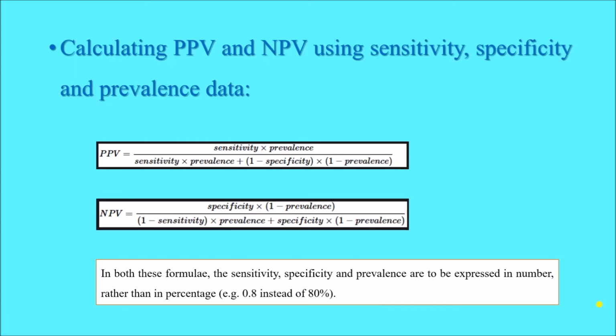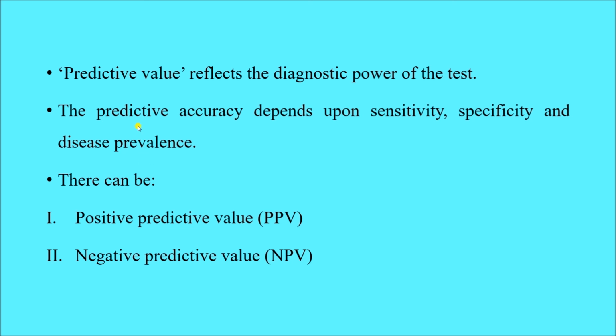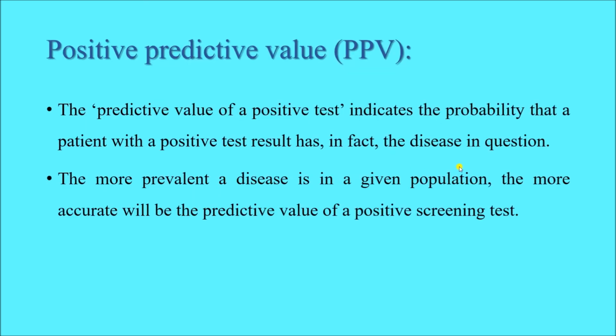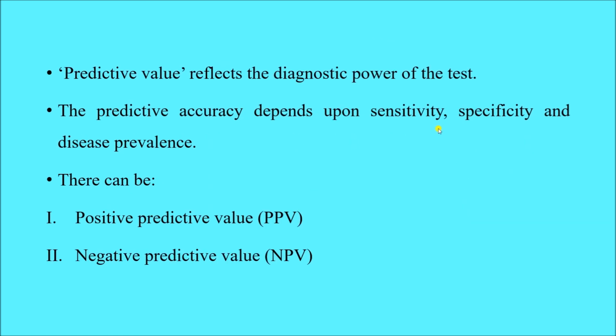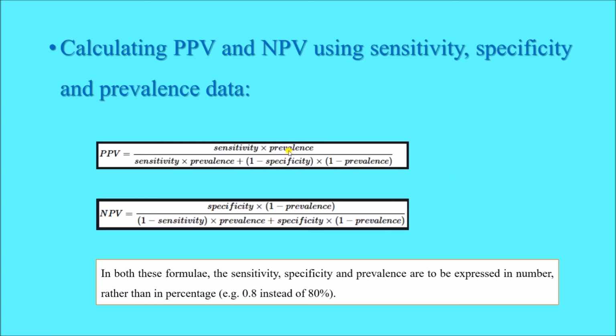Sometimes positive and negative predictive values can be calculated with limited information, like the sensitivity and specificity of the test and prevalence data. Now let me show you something which I already showed in a previous slide. Here the predictive accuracy depends upon the sensitivity and specificity of the test and the disease prevalence. Suppose we do not have information like true positive, false negative and true negative. What we have is the sensitivity and the specificity of the test that we are using, and also the prevalence of the disease in a given population. In that case also we can calculate the positive and negative predictive values.